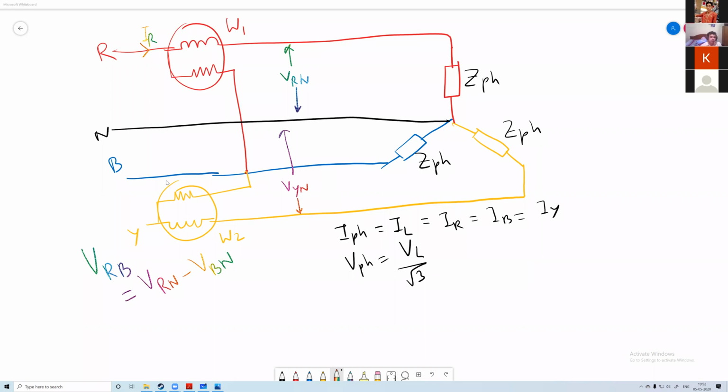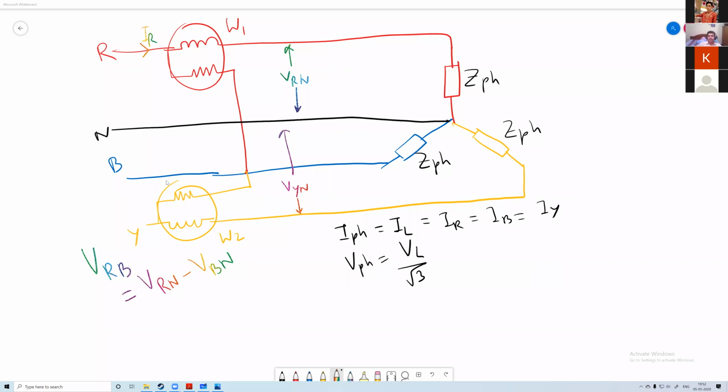VRN. Okay, why is the wattmeter connected between R and N or R and B? What was it reading in the lagging case? Last case. Just scroll through the notes. I've shared the notes on WhatsApp. So just scroll through the notes and give the answer.